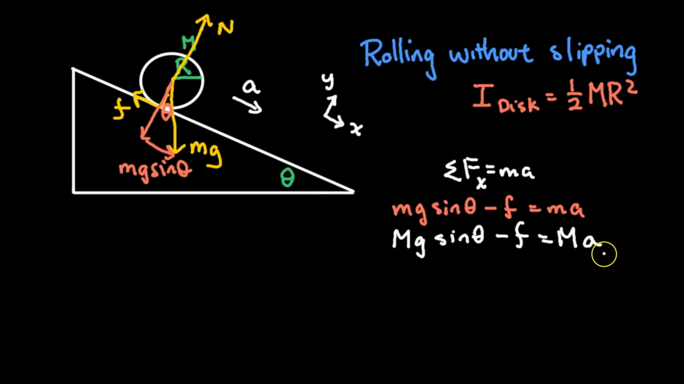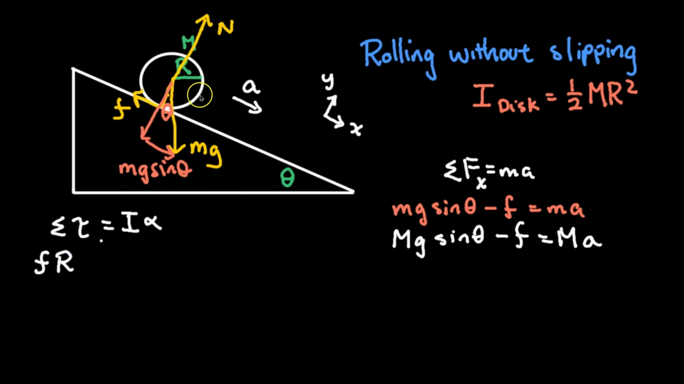To calculate a, we're going to need to analyze this rotationally. If you remember, the rotational version of Newton's second law states that the torque is equal to the rotational inertia times the angular acceleration. So what is causing the torque in the situation? The force causing the torque here is friction. What is the lever arm? The lever arm is the radius of the disk.